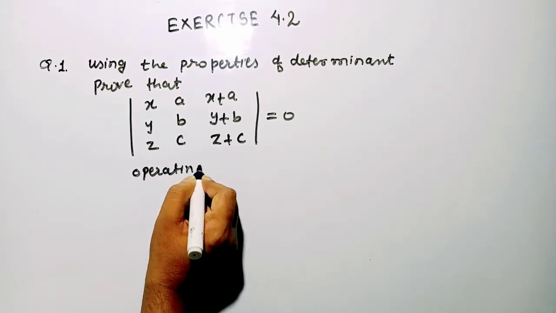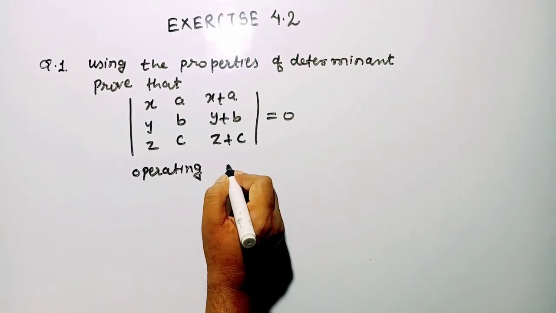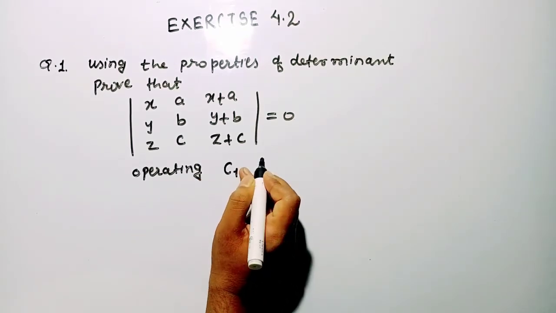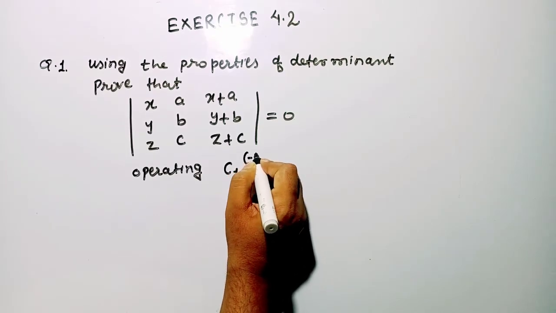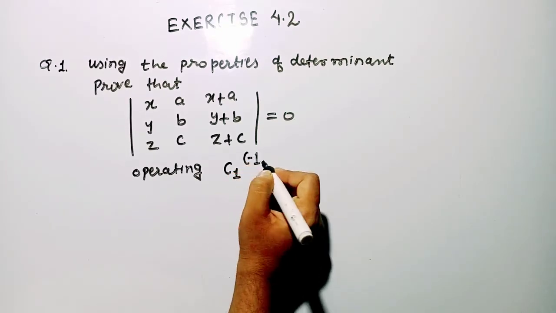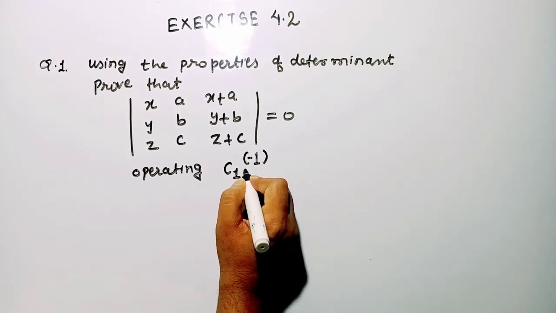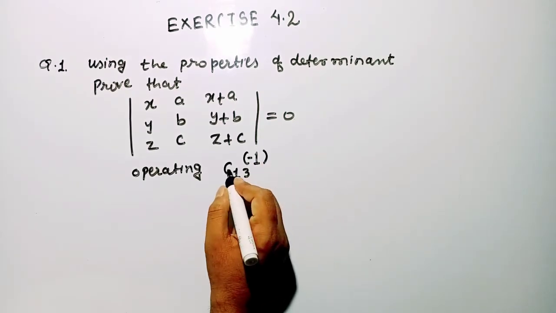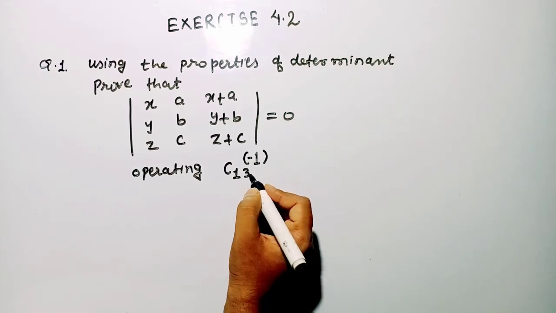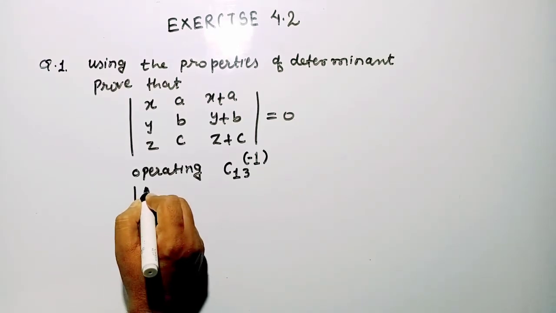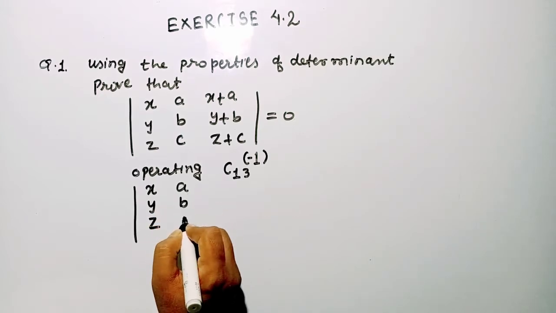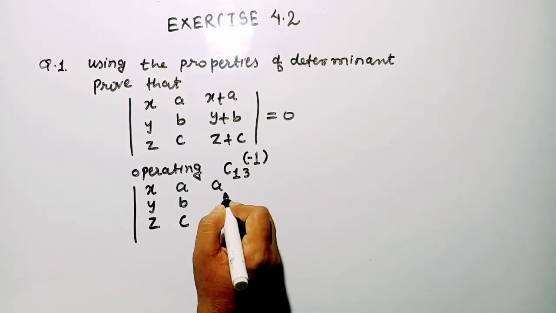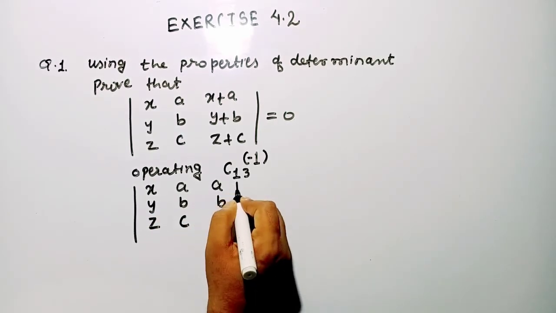So what we will do, students, in this question, is operate C1 multiplied by -1 and added to C3. So we get x, y, z with no change in this column, and A, B, C with no change. Here we are doing the operation in the third column, so we get A, B, C.